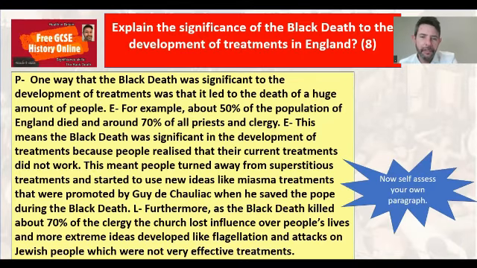And here's my go. So, furthermore, as the Black Death killed about 7% of the clergy, the church lost influence over people's lives, and more extreme ideas developed, like flagellation and attacks on Jewish people, which were not very effective treatments. So I've gone for a negative significance, that people started to look for more extreme ideas that didn't really work very well. So I've gone for a furthermore in that sense.